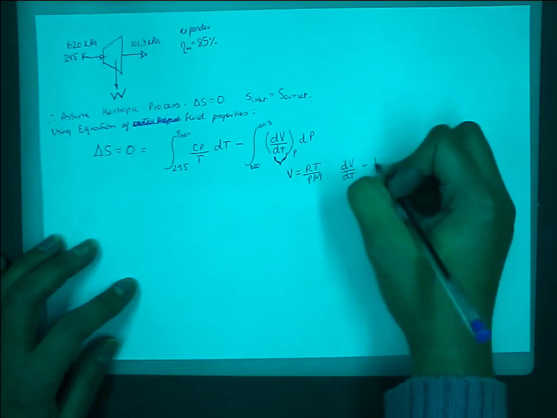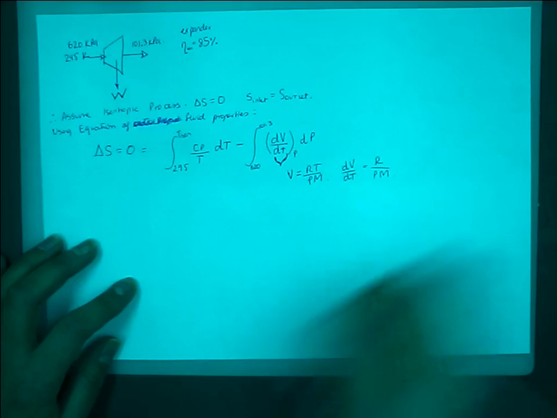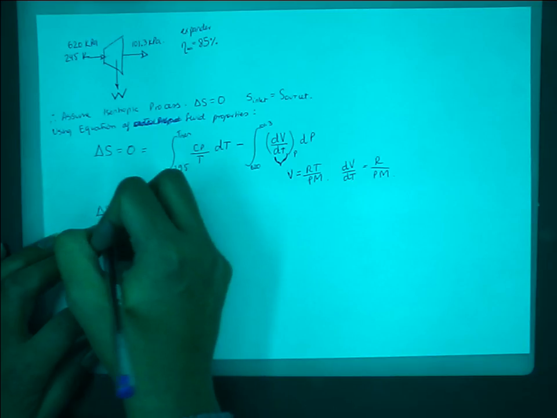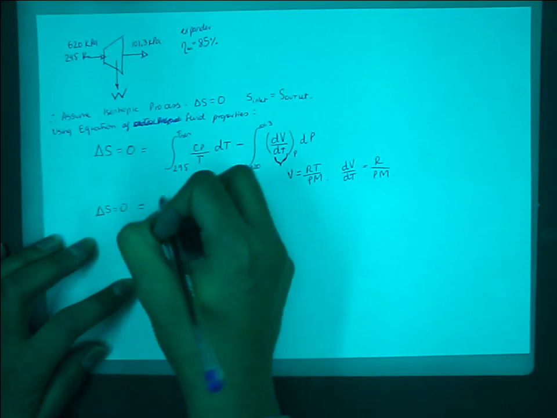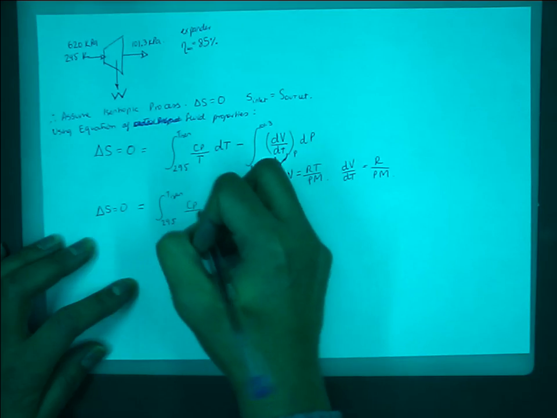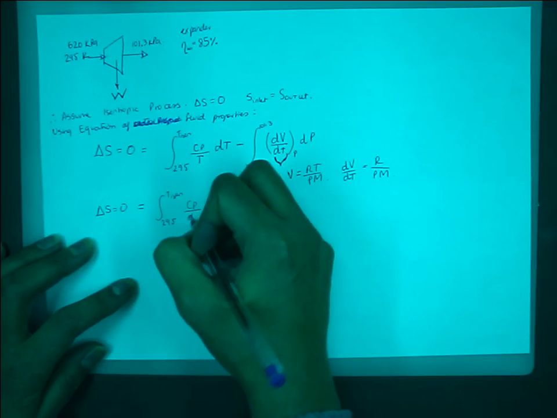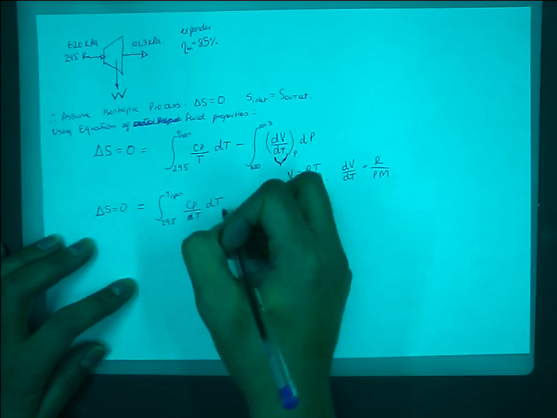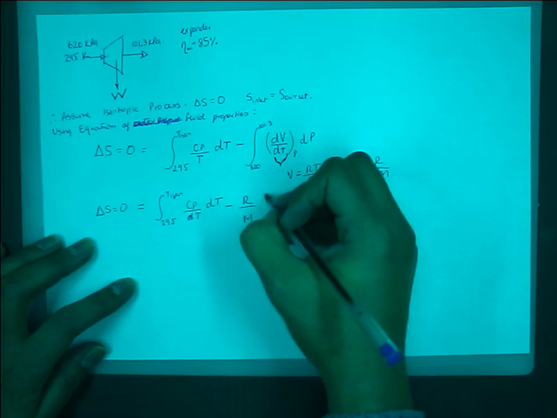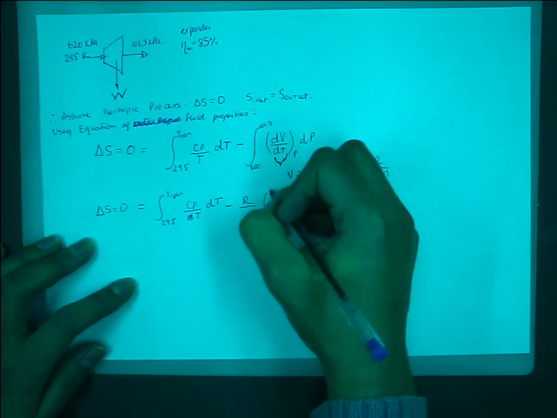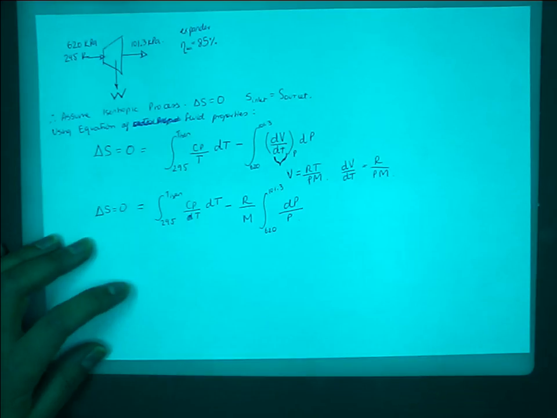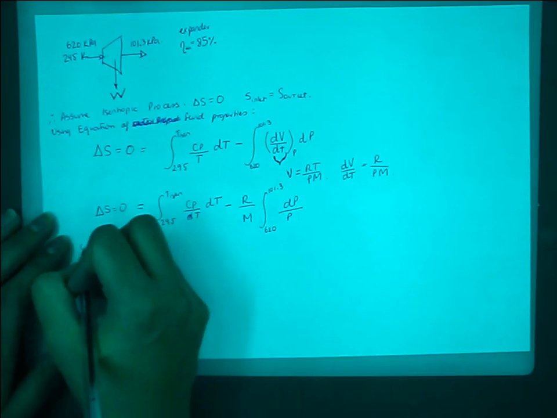And then R and M go out of the integral because they remain constant. So you integrate dP over P. Okay. So now we were given already Cp, and the mass. Okay. So now let's solve this.